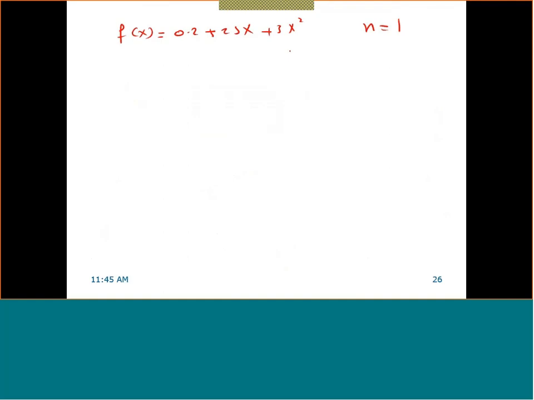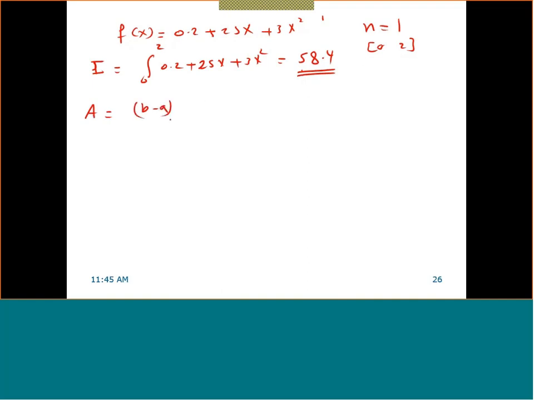Okay, so I want to find the exact integration. This will be defined between a and b, from 0 to 2. So I will first find the integration I from 0 to 2 of (0.2 + 25x + 3x²). Without going into details, this is equal to 58.4. So this is my actual integration.